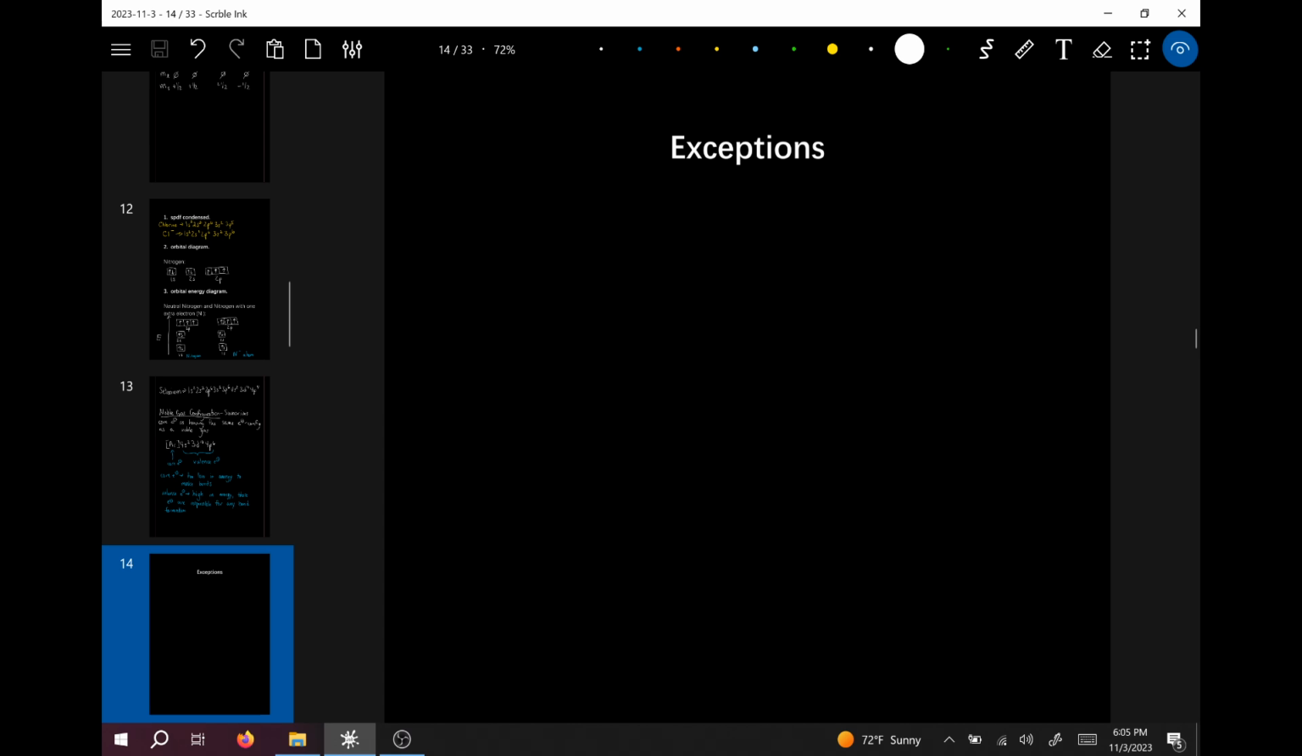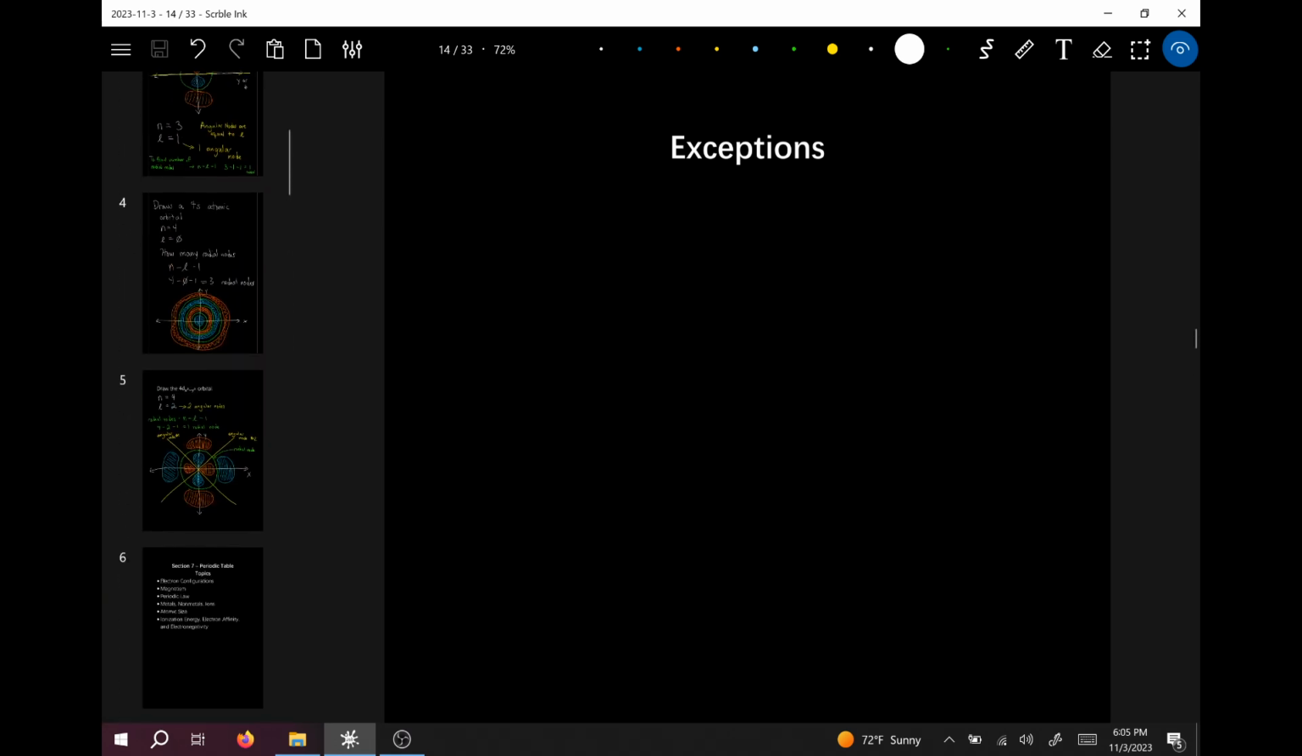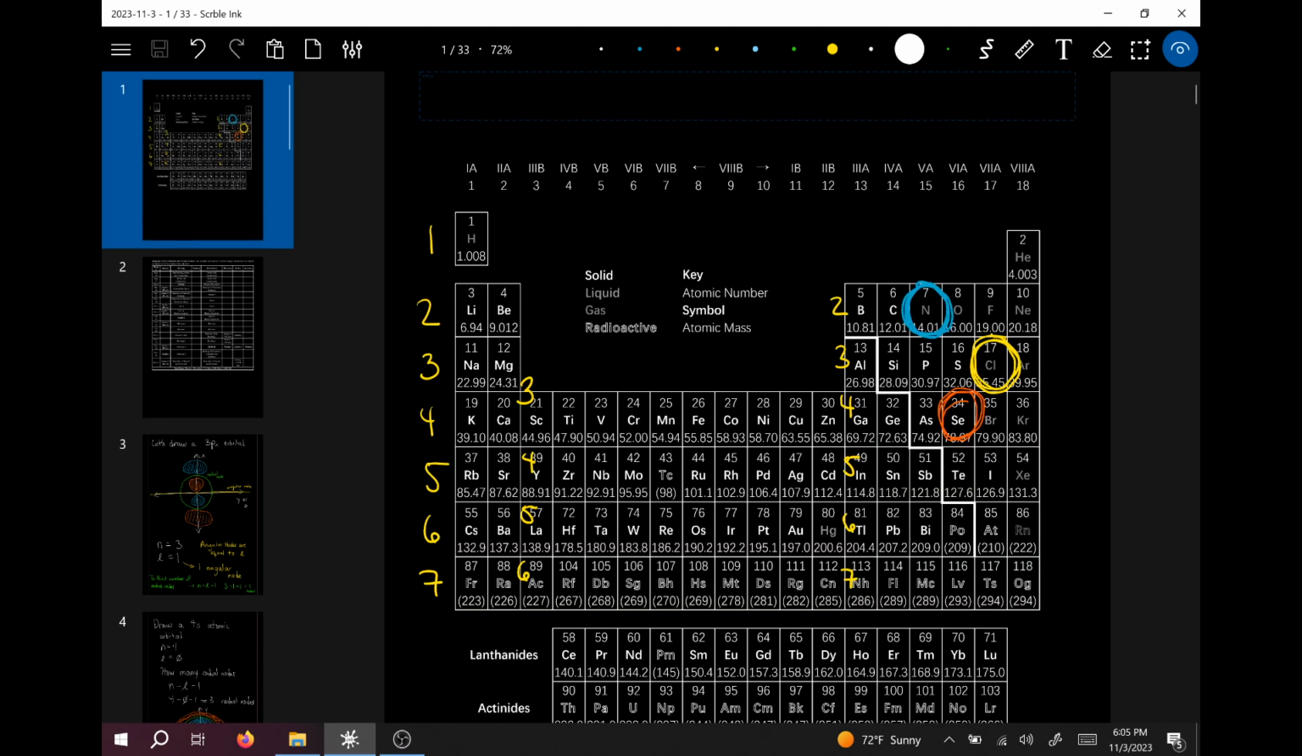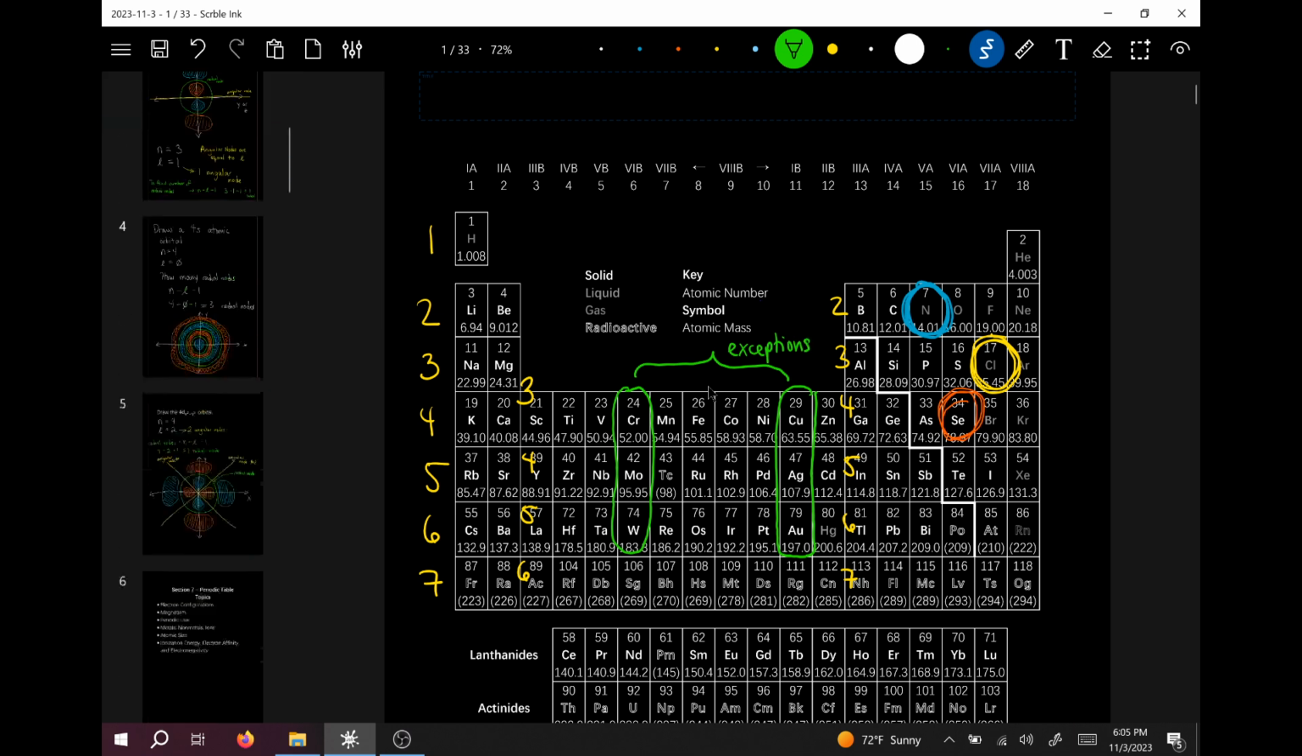So I'm going to go back to our periodic table, and I'm going to color the 2 columns. I'm going to circle them. The specific columns that like to break the rules are this column, which includes chromium, molybdenum, and tungsten, and then this column, which includes copper, silver, and gold. These 2 columns are exceptions to the rule. We'll see what I mean by that in a second.